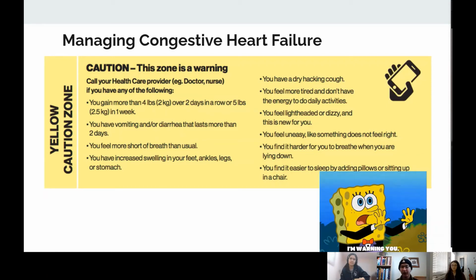We'll see that the yellow is a cautionary zone. So this is where you're going to have more progressive symptoms. So you're going to have weight gain, vomiting, shortness of breath, more so than usual. You're going to have increased swelling, cough, feel more tired, feel dizzy, these kinds of things.